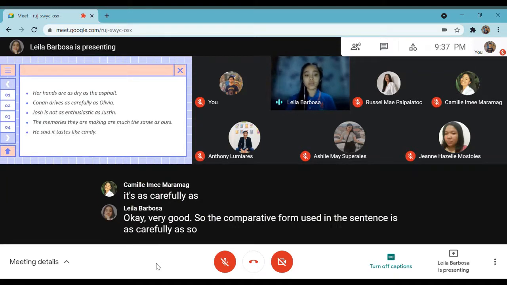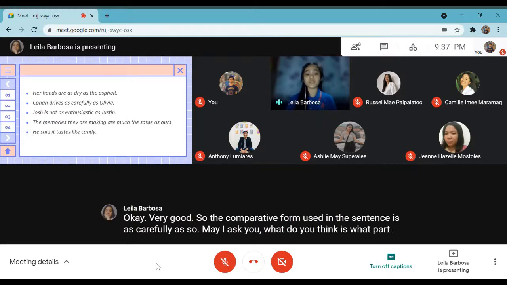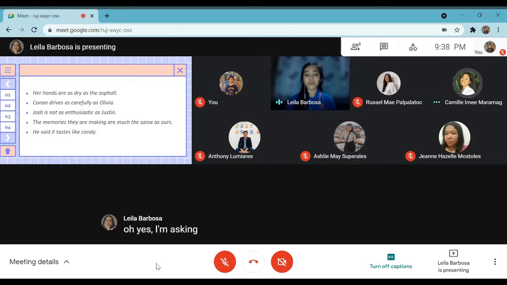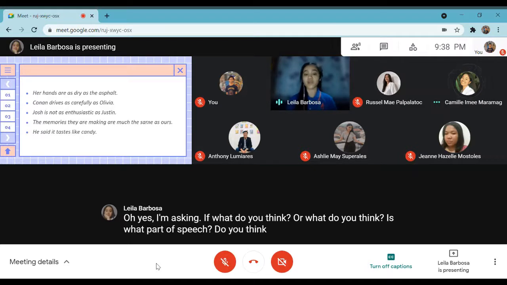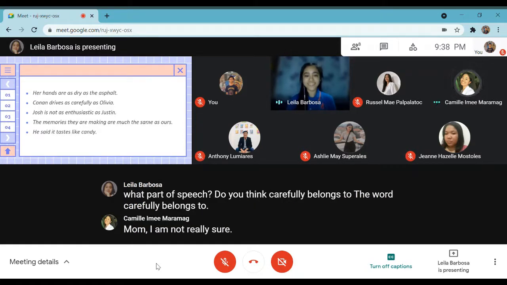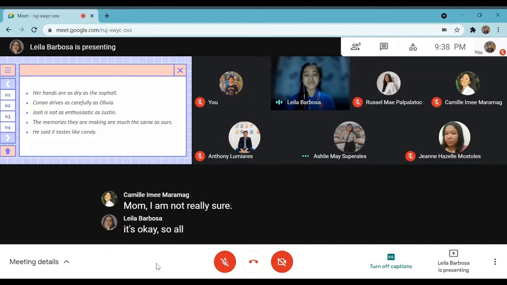May I ask you, what part of speech is the word carefully? Aimee, what part of speech do you think carefully belongs to? Ma'am, I am not really sure. It's okay. The word carefully is actually an adverb.